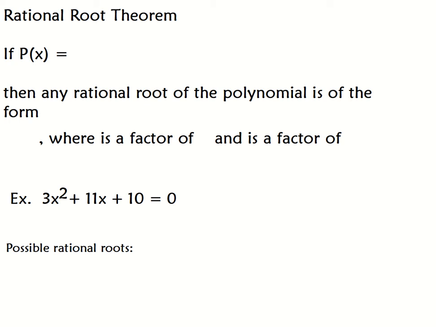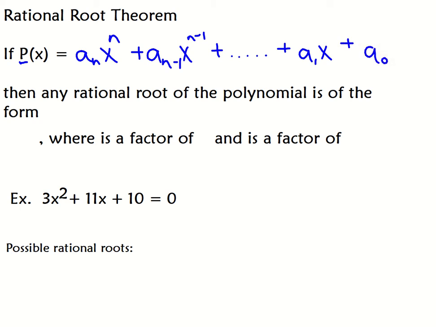The rational root theorem says if you have a polynomial, that's why we're going to call it p of x, and we don't know what degree it is, so we're going to say it's the nth degree polynomial. And we're going to let the coefficient be called a sub n. So a sub n, x to the n, plus a sub n minus 1, x to the n minus 1, plus, and we don't know how many terms it has, so we've got some dot dot dots, plus a sub 1, x to the first power, plus a sub 0.